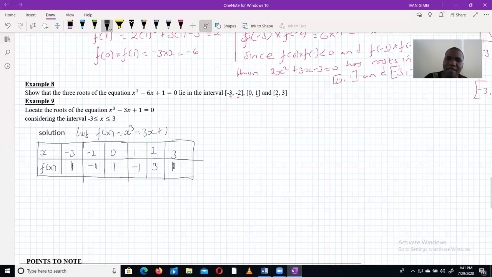27 minus 9. 27 minus 9, that becomes 18. 18 plus 1, 19. So this is 27 minus 9, 18. 18 plus 1, 19. Then here this is negative 27. Negative 27 minus 9, that's negative 37.